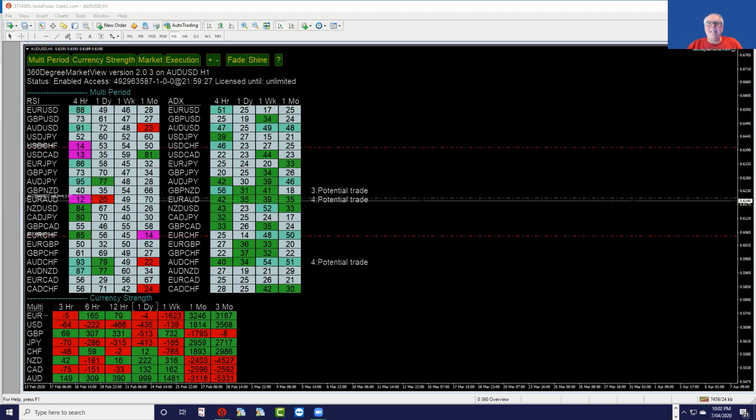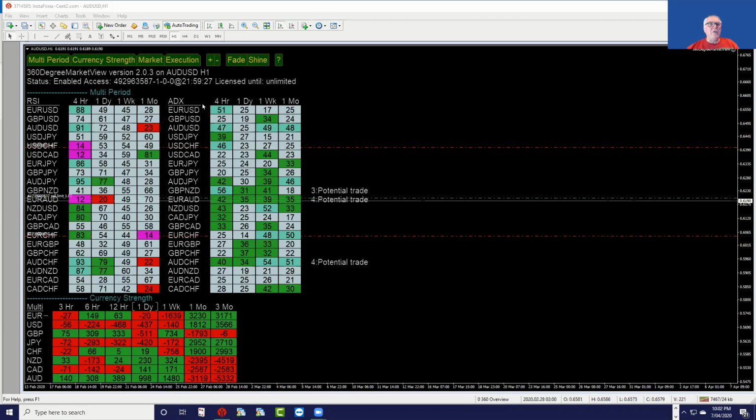Okay, so let's start with the analysis of the market today. Again, I just want to go through the 360-degree indicator. There's a lot of indicators that you can use here. I think there are 8 of them. I only use the RSI and the ADX, and the RSI gives you the overbought and oversold readings, and the ADX gives you the trendiness of the currency. If that reading is over 30, it's saying that the currency is in a trending mode. It might not still be trending, but it is a trending mode.